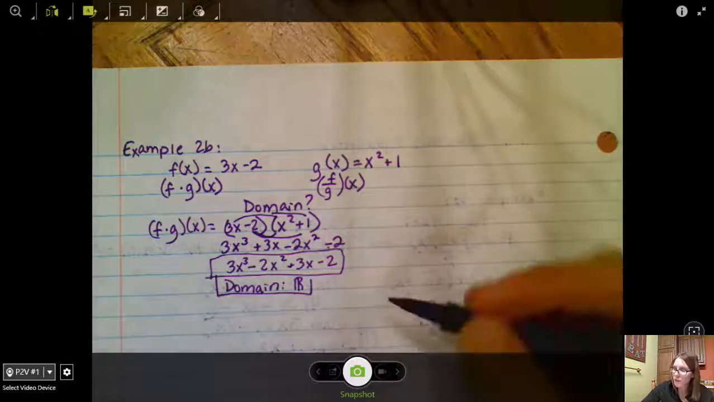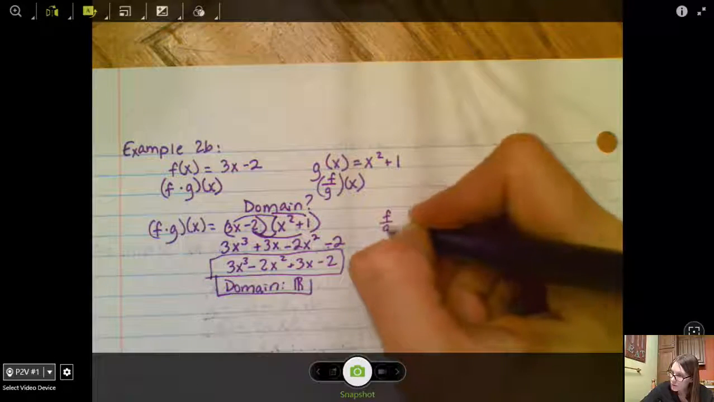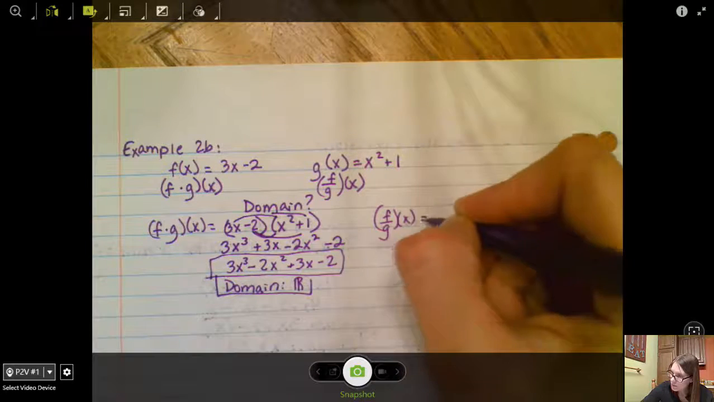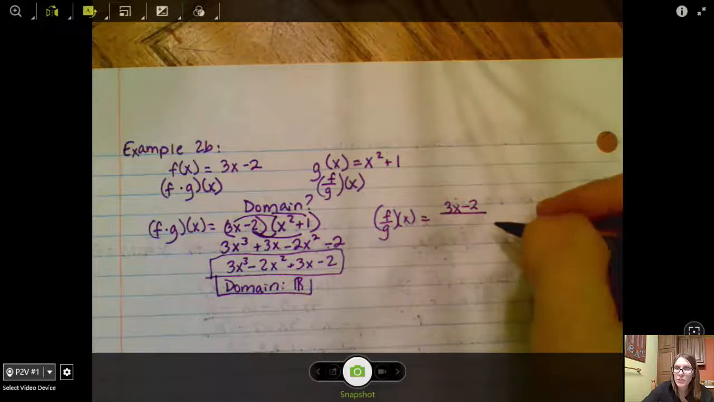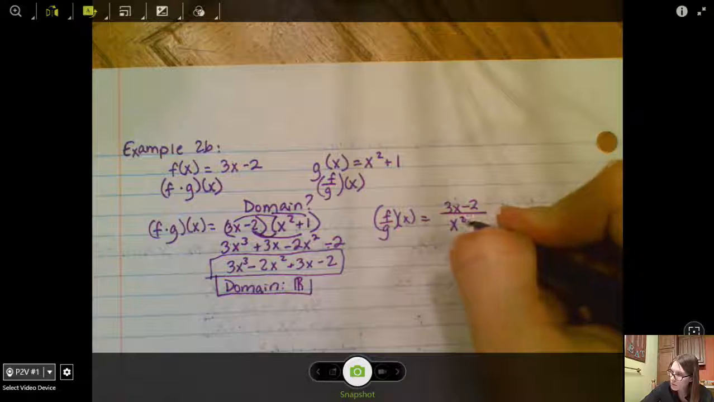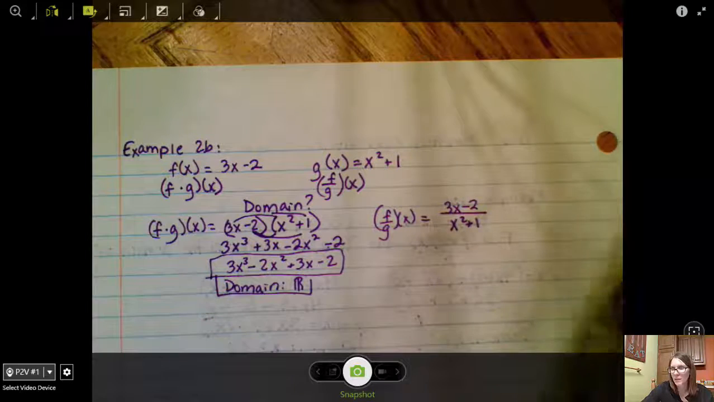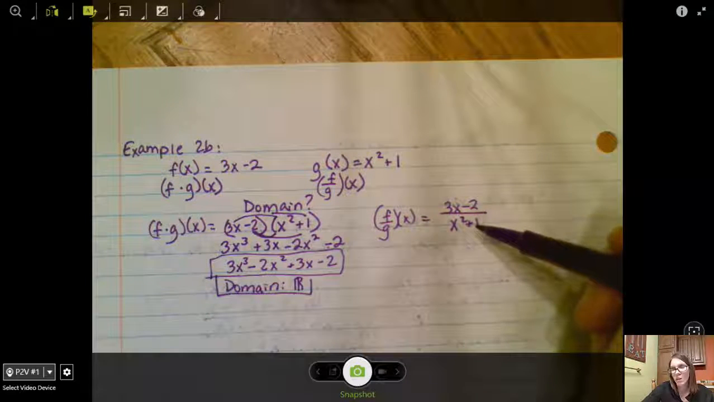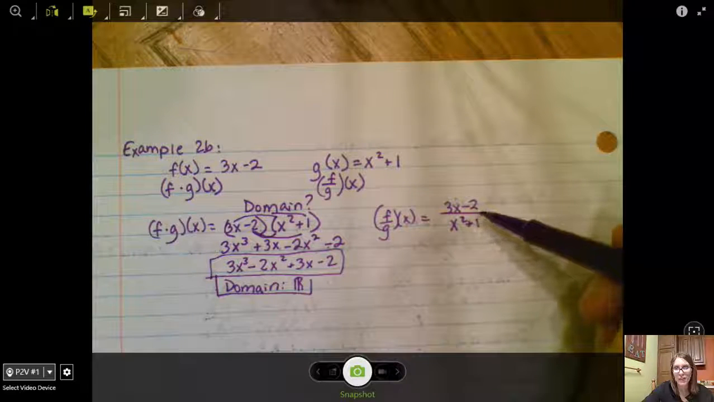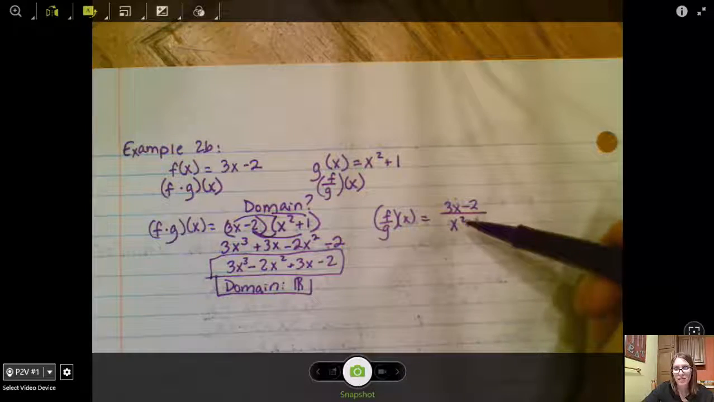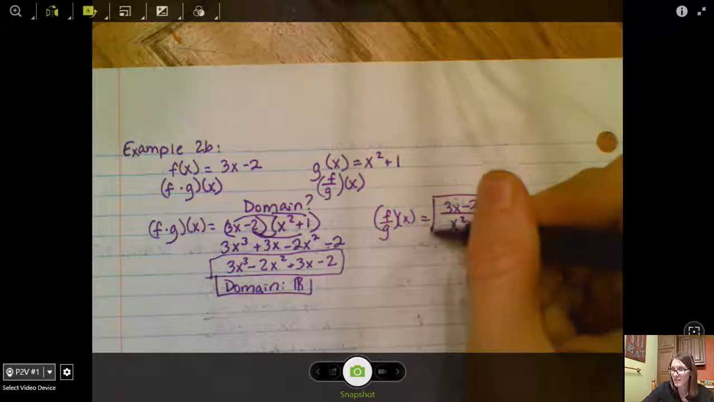Okay, f divided by g of x, I should say. Function f is 3x minus 2. Function g is x squared plus 1. In this case, let's think about simplifying. X squared plus 1, the only way we could factor that is if we use imaginary numbers. 3x minus 2, we can't factor that anymore. I can't simplify this at all. That's all we have to do. And sometimes it's that easy.